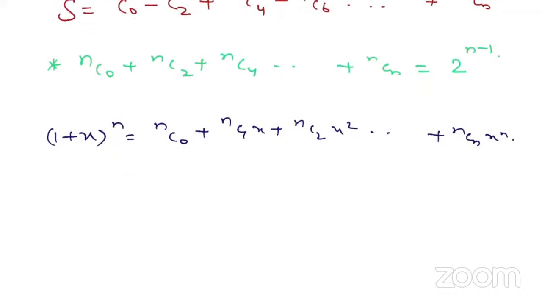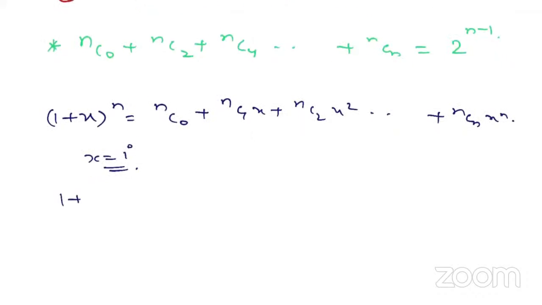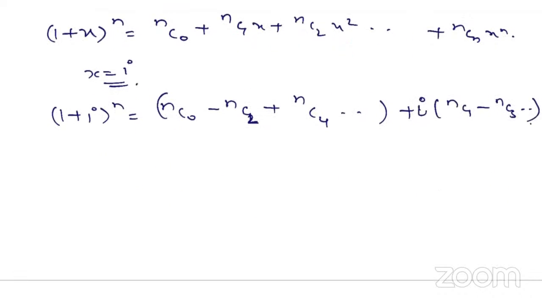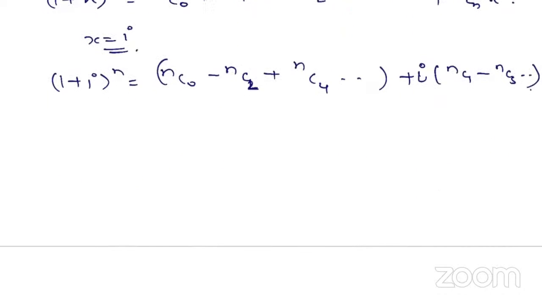Put x equals i, मैंने पुट किया x is equal to i, right. This is (1 + i)^n = nC0 - nC2 + nC4 and so on, क्योंकि मैं रियल पार्ट को एक साथ लिख रहा हूँ, इमेजिनरी पार्ट को अलग, real part, plus i into (nC1 - nC3 and so on), right. So this is the expansion, right.